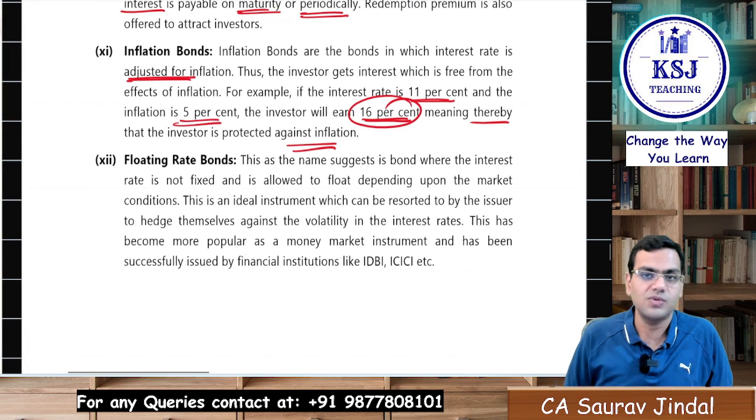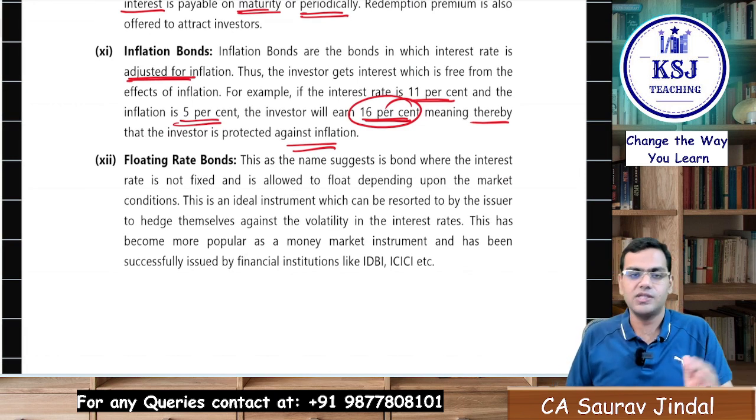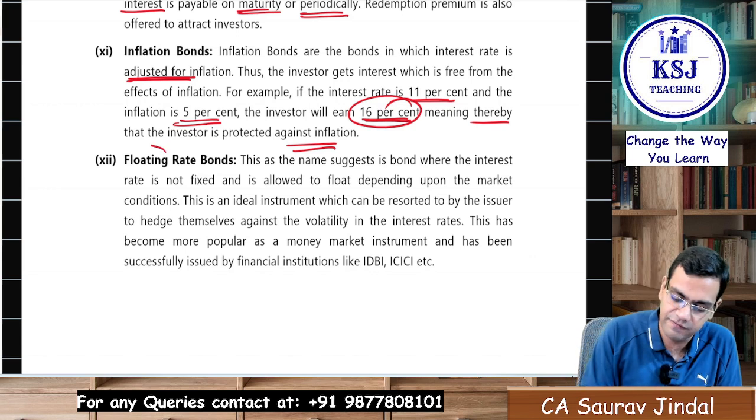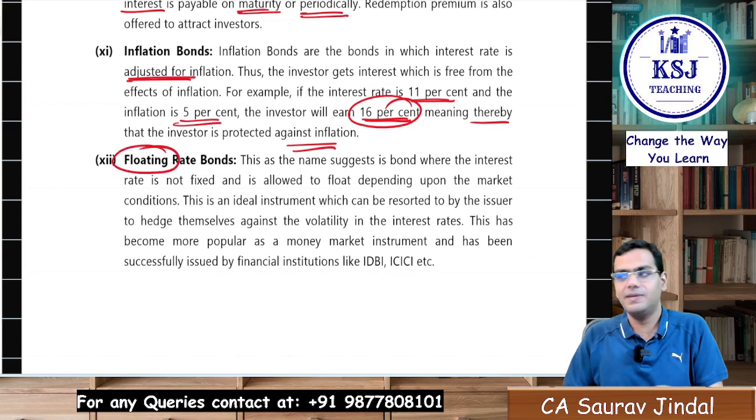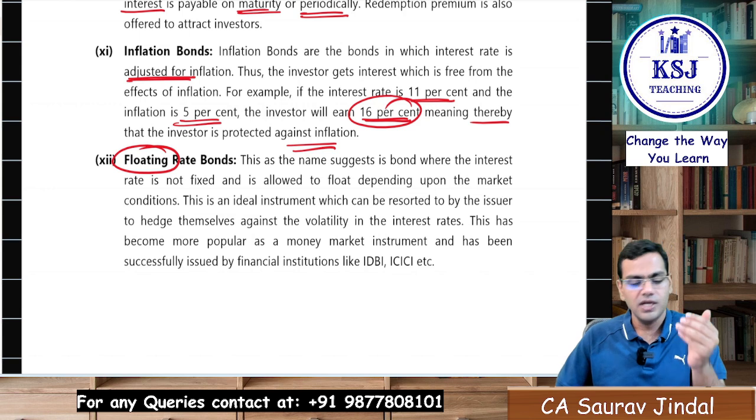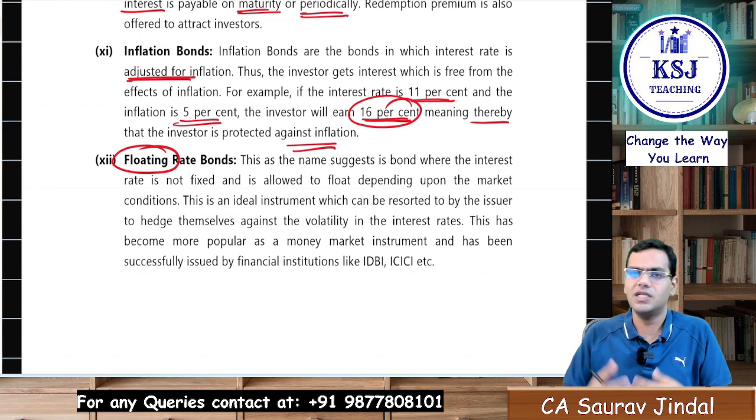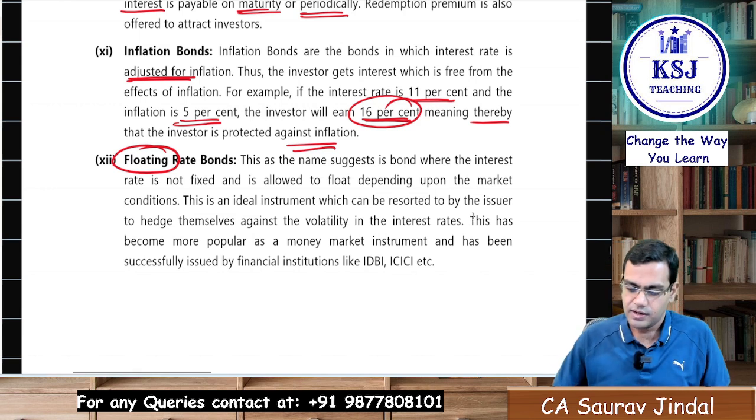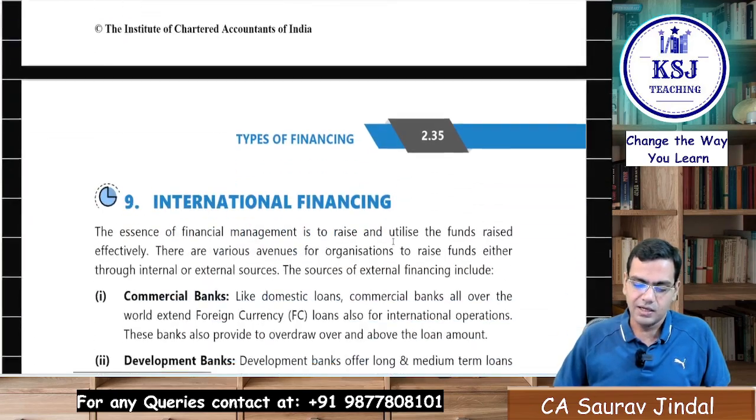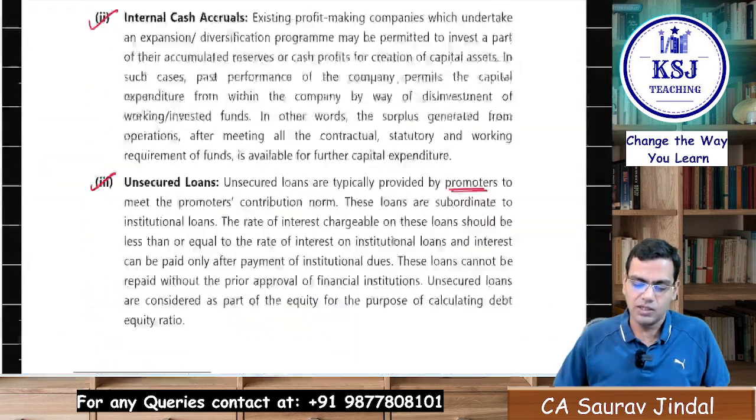Floating rate bonds do not have a fixed rate of interest; the rate keeps on changing. As the name suggests, floating rate means there is no fixed rate of interest. The rate of interest keeps on changing according to the market scenario, market conditions. So that is all about the other sources of finance.